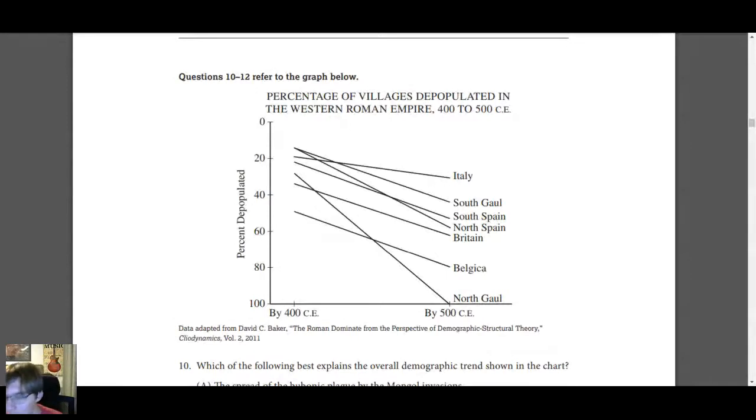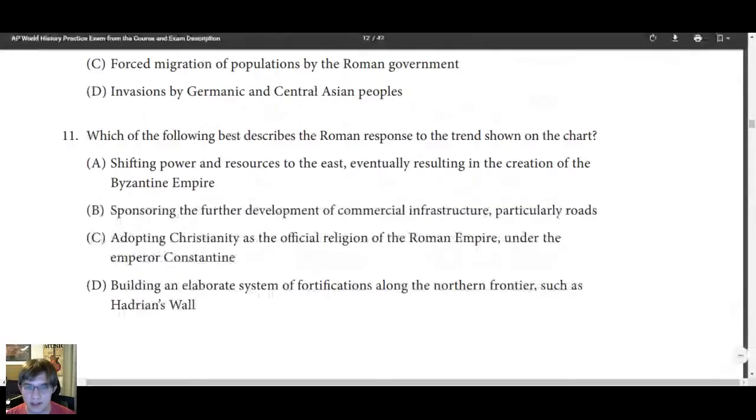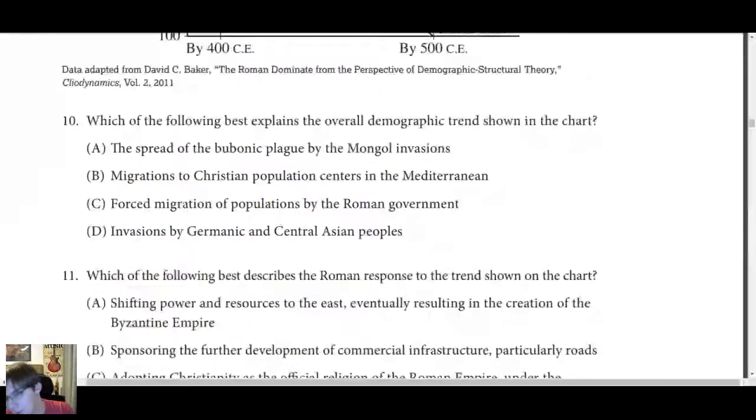Oh, sorry, Rebecca. Why was it D? Okay, it was D because, let's go through these answers one by one. So A, the spread of the bubonic plague by Mongol invasions. That we already covered. It happened not in the time period. B, migrations to Christian population centers in the Mediterranean. It wouldn't have caused an entire destruction of it. C, forced migration of populations by the Roman government. They had already happened at this point. The Roman government was crushing. The 400, 500s, 476, Roman Empire, snapped. Actually, yeah, perfectly balanced.